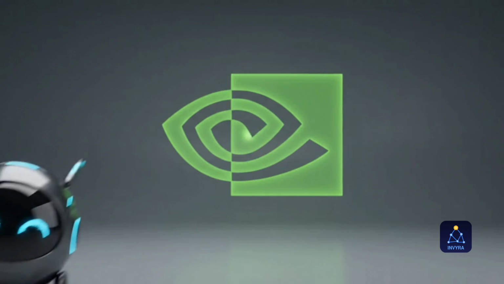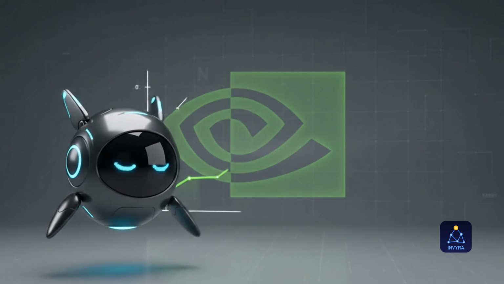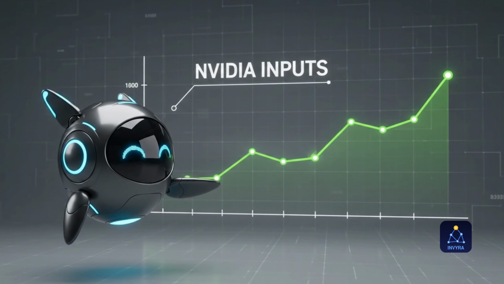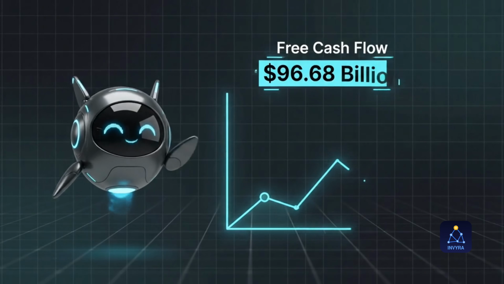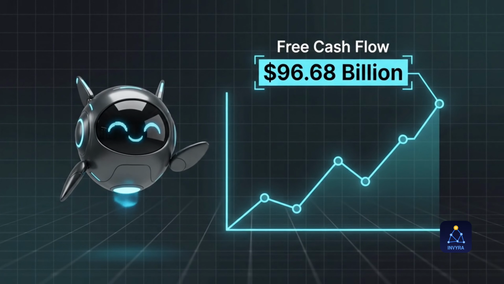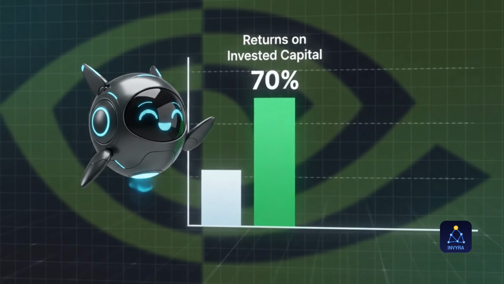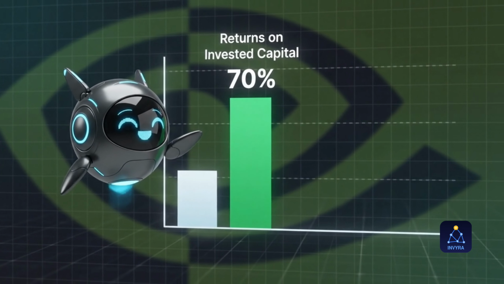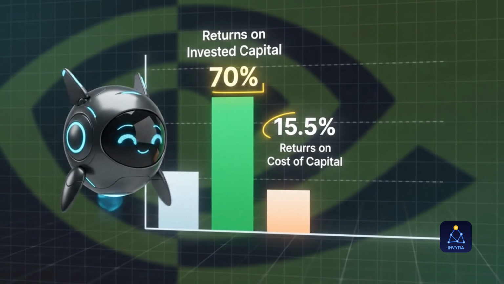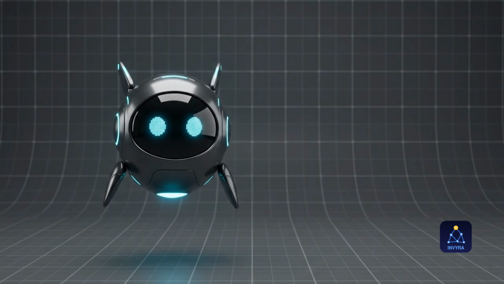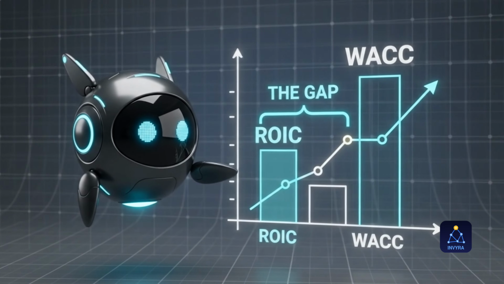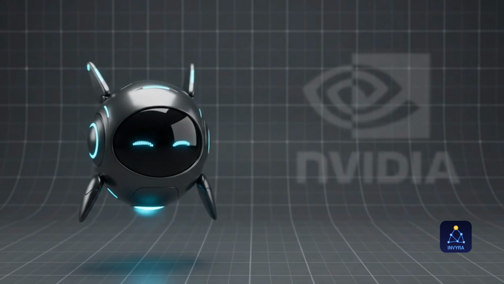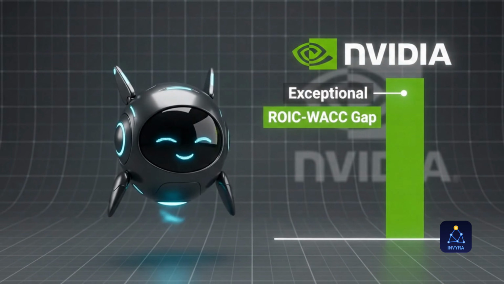For NVIDIA, the inputs are not trivial. Revenue grew 65.5% last year to $215.94 billion. Free cash flow hit $96.68 billion. The business is generating returns on invested capital of 70% against a cost of capital of 15.5%. That gap between ROIC and WACC is one of the most important numbers in fundamental analysis, and NVIDIA's is exceptional.